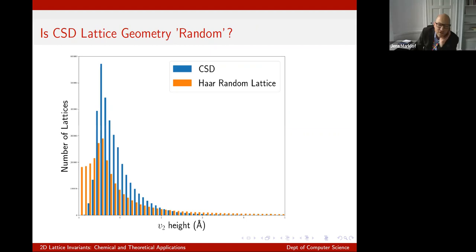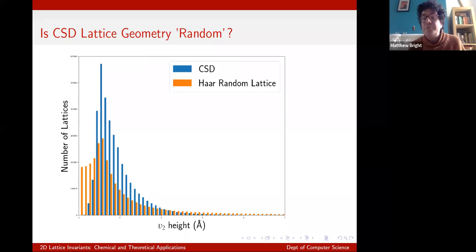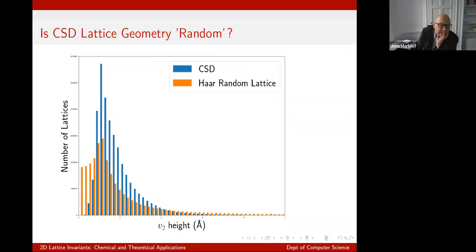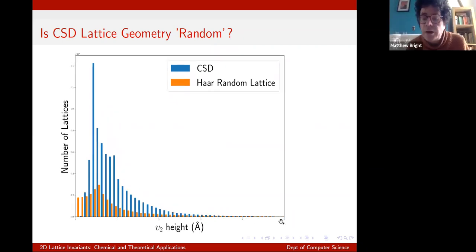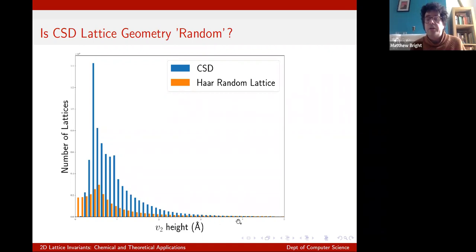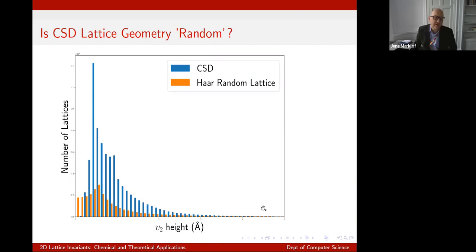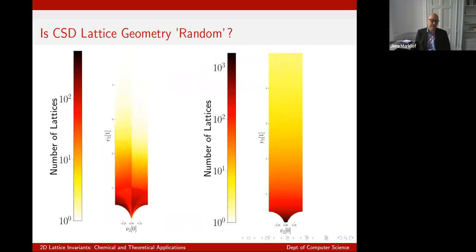Matt, can I just check the normalization? So both histograms have the same total number of lattices? They have the same total number of lattices. Yes, I've generated the same number of lattices. But it doesn't look like it, does it? Particularly on the second one. Okay, so these are again cut off at 5. Basically, you get a huge number more. So for Haar random lattices, you get a very, very long tail in these distributions. So that's what we're seeing. Okay, thanks.